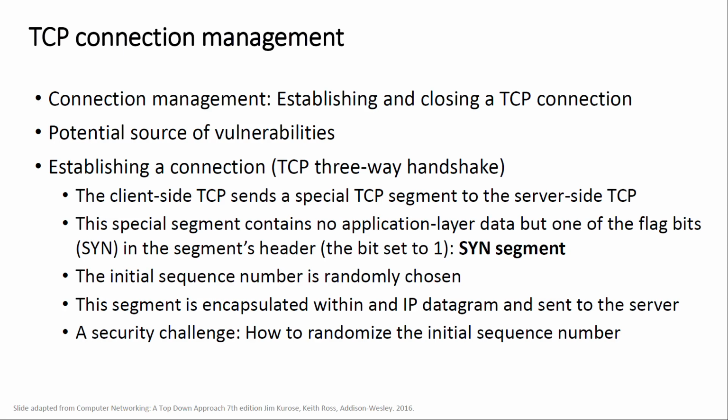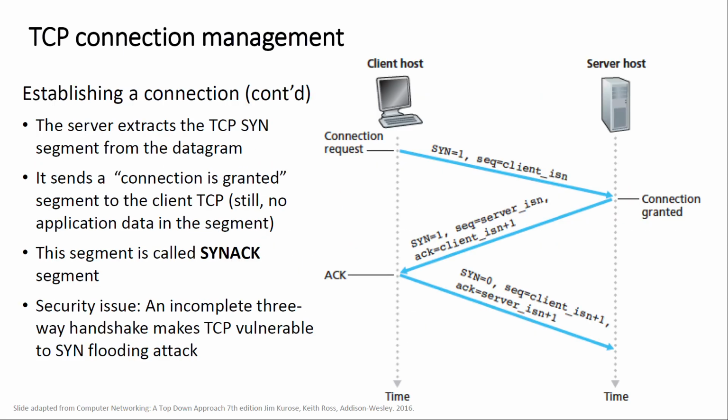The bit is set to 1 actually, so this is a SYN segment. The initial sequence number is randomly chosen. This segment is encapsulated within an IP datagram and sent to the server. A security challenge is how to randomize the initial sequence number. Then the server extracts the TCP SYN segment from the datagram. It sends a connection is granted here. Still no application data is in the segment. This segment is called a SYNACK segment. So it's sent now from here.